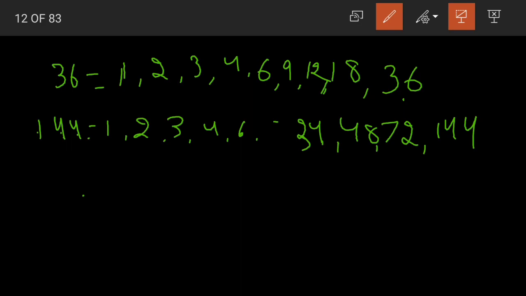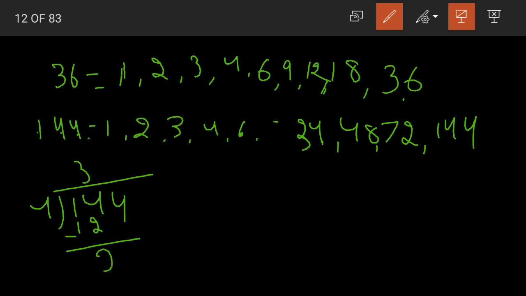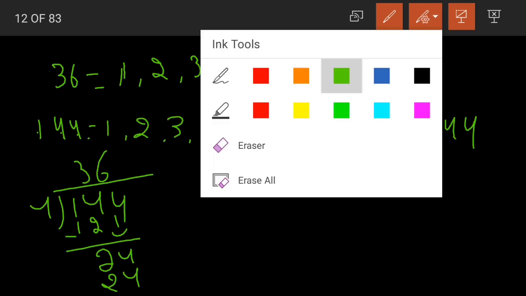Sorry, this was 34. 4 3s are 12 and 4. What did I do here? I'm sorry. Again, 4 3s are 12. When we subtract, 2 is remaining, 4 brought down, 4 6s are 24. So 36 was our correct answer here. Next, in the 6 table, do we have it?